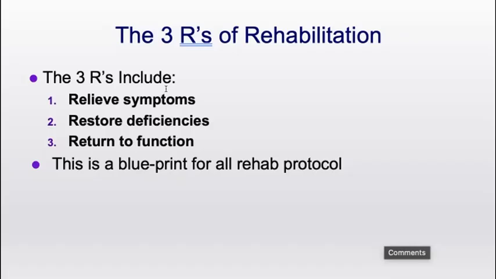Once those deficiencies are sufficiently improving, then we can start to look at returning to function. Function can be highly specific to the individual. It can mean anything from an elite sprinter getting back to sprinting the 100-meter dash, to a construction worker trying to get back to work, or a mom who wants to hold their baby while doing some tasks around the house, anything, right? And so function is highly specific to the individual.